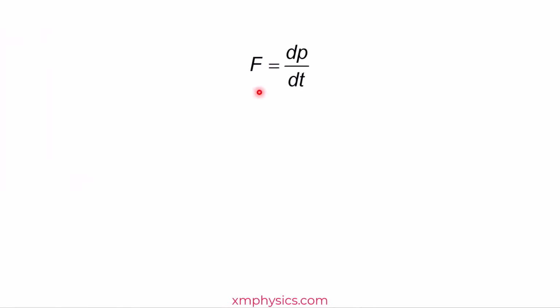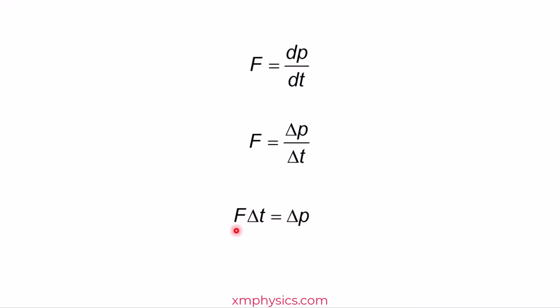So the physics involved is Newton's second law, which says that force is the rate of change of momentum. If we are dealing with impact forces, we tend to write it like this: the change in momentum divided by the impact duration. Now we're going to throw this delta t over to the other side. So we are looking at F delta t equals delta p.